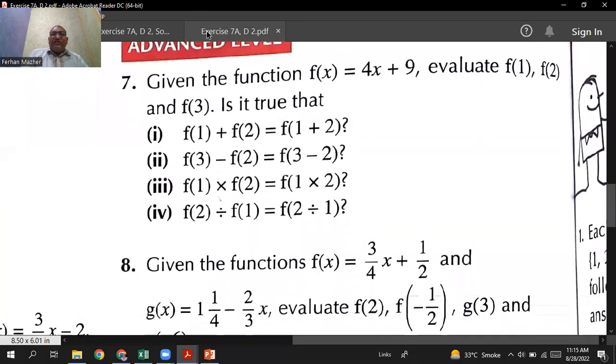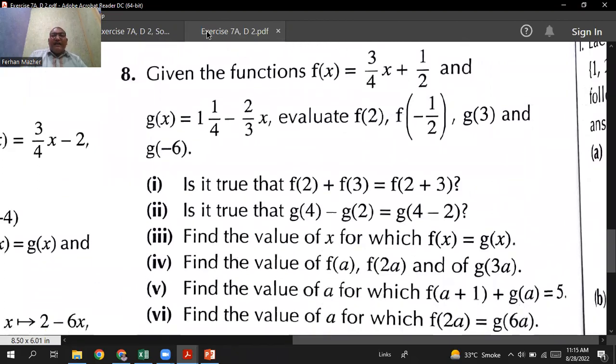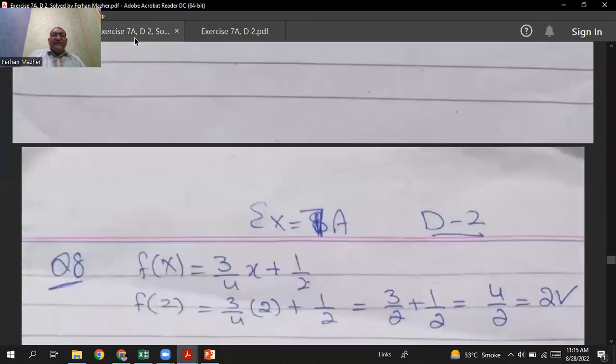Okay, so we are going to the next question. The next question is question number 8. In question number 8, it says given that the functions f of x is equal to 3 by 4x plus 1 by 2, and g of x is 1 whole 1 by 4 minus 2 by 3 of into x. Evaluate f of 2, f of minus 1 by 2, g of 3, and g of minus 6. So then we have different questions. They are asking whether they are true or not. So we are going to the next part.